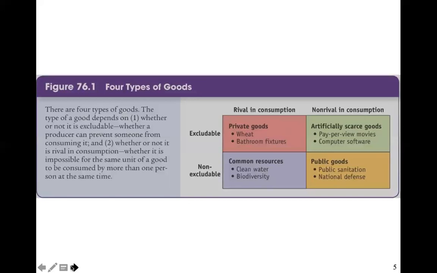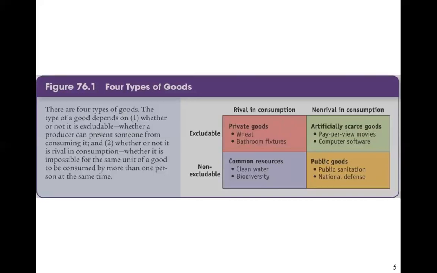So we're going to categorize goods into four categories based on whether or not they're rival and whether or not they're excludable. There are private goods, artificially scarce goods, also known as club goods, common resources, and then public goods. For most of our course, we've been focusing up here in the top left on private goods.